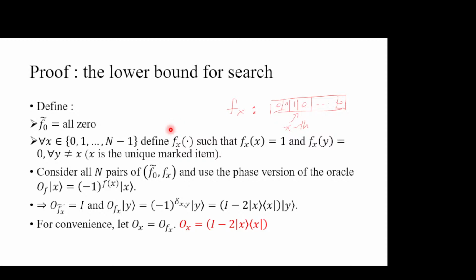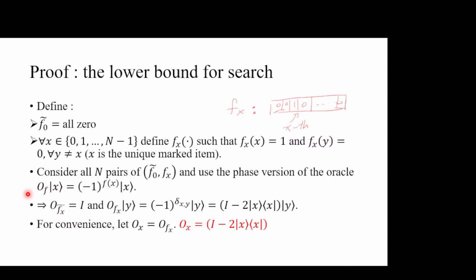Now we want to compare the n different pairs of f tilde 0 and f sub x. Before we go to the sum of distance, we need to say a little more about our oracle. We assume our oracle is the phase version of the oracle, so O_f of x equals minus 1 to the f of x, times x. This is for simplicity, because this oracle is a bit weaker than the computational basis oracle, since you don't have control, but we'll say the extension to control is not too hard.